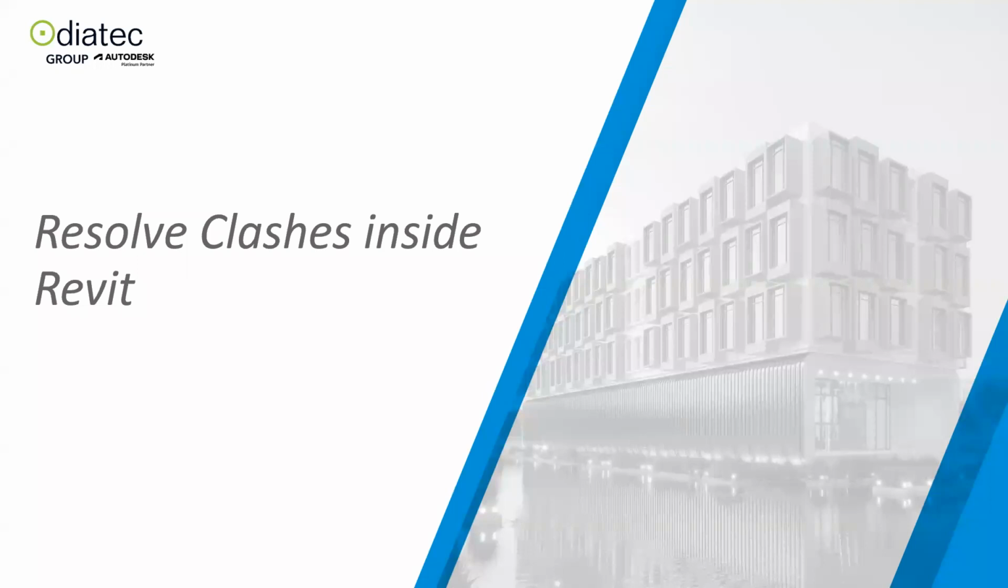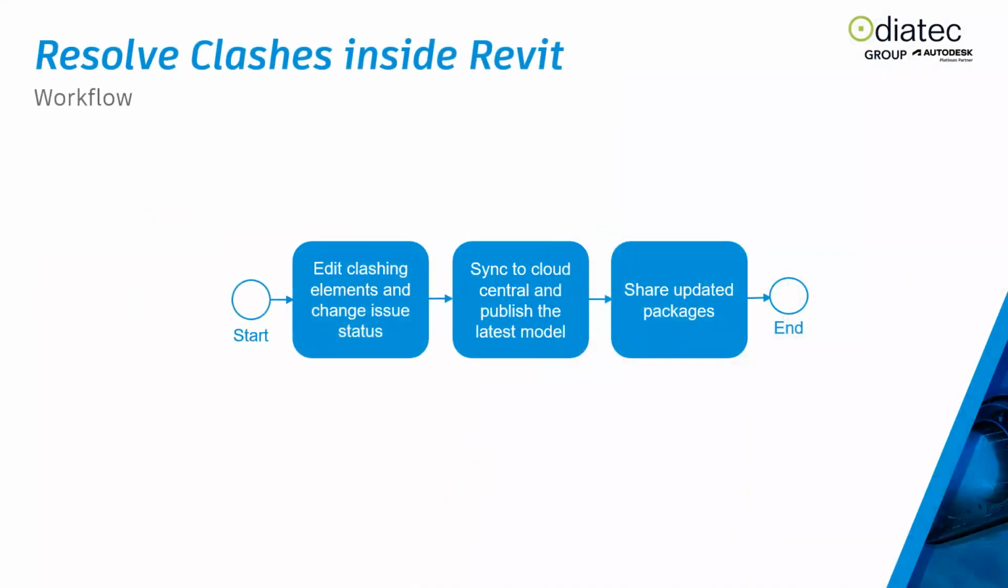And then when you want to resolve the clashes inside Revit, you edit the clashing elements, and you change the issue status, and then you sync to the central, and then you publish the latest model as well. So again, if you're familiar with design collaboration workflows, syncing and publishing are two separate steps that you need to consider as well. We did cover that in different sessions before Christmas, previously with design collaboration specifically. We looked at those types of workflows as well. So I'll just assume that you have a certain understanding of that. If not, you can watch back those previous sessions to understand design collaboration.